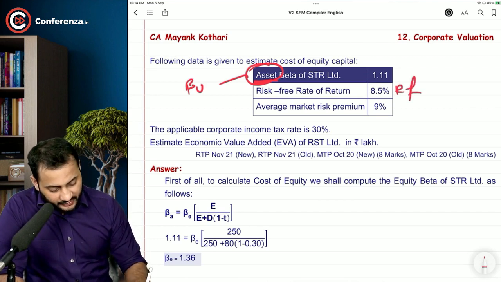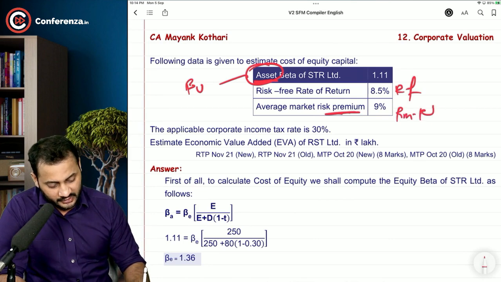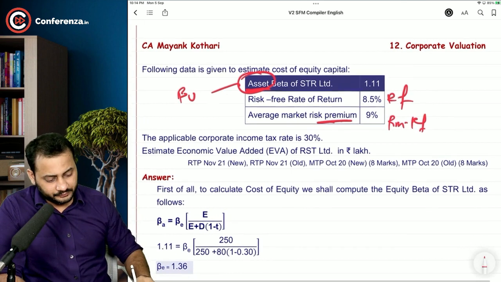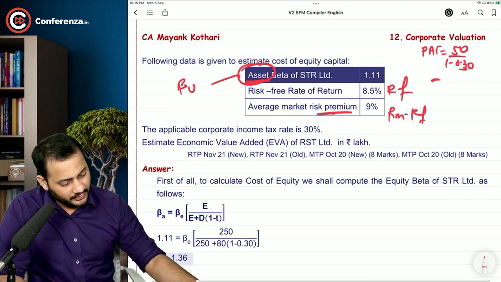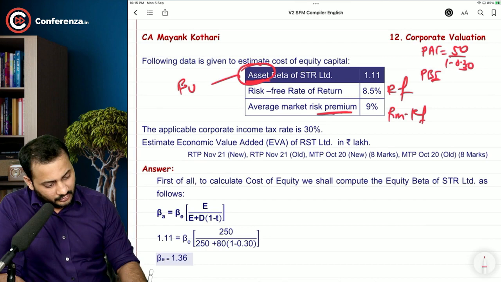This is the risk-free return, and please underline the word premium. This is market return minus risk-free rate of return. Okay. Tax rate is 30%. You have been given the profit after tax of 50 crore. Once you divide it by 1 minus 0.30, you will get profit before tax of 71.43 and add back interest to that.